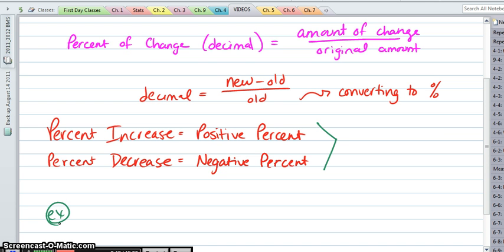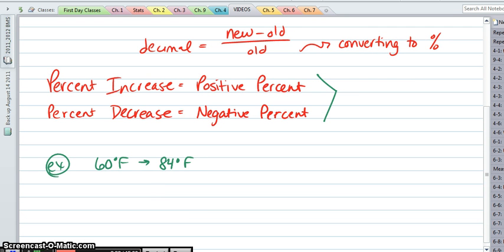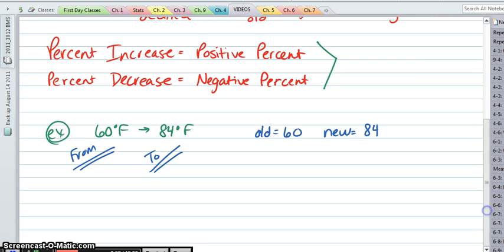Let's find the percent of change from 60 degrees Fahrenheit to 84 degrees Fahrenheit. And then we need to state whether the percent of change is an increase or a decrease. First thing we need to do is recognize what's the new information and what's the old information. Well, we're going from 60 degrees to 84 degrees. So, the old info is going to be represented with the number 60. The new info is a nice temperature of 84.